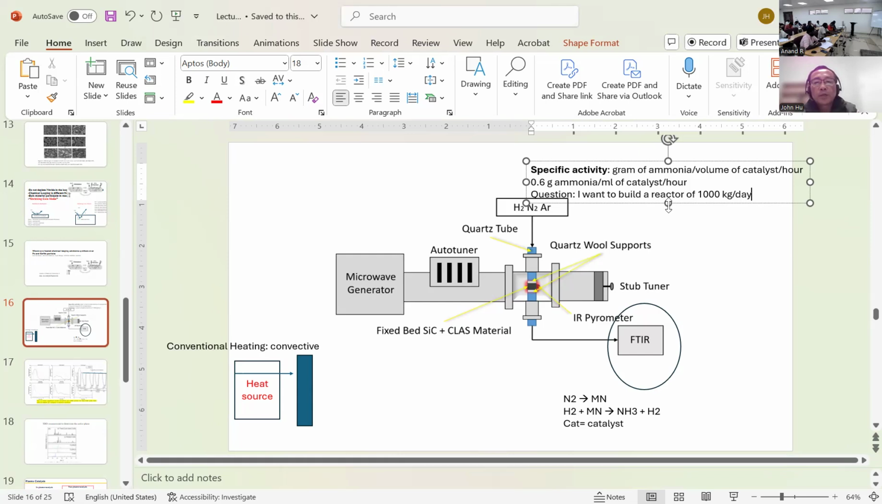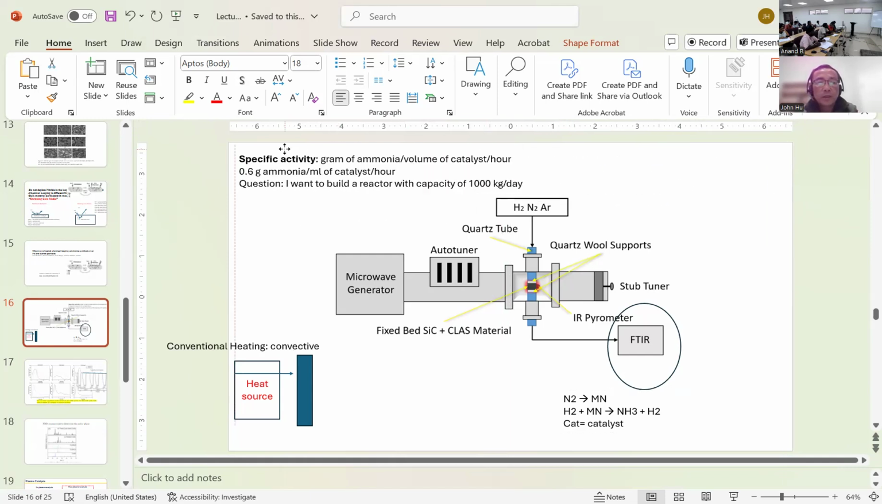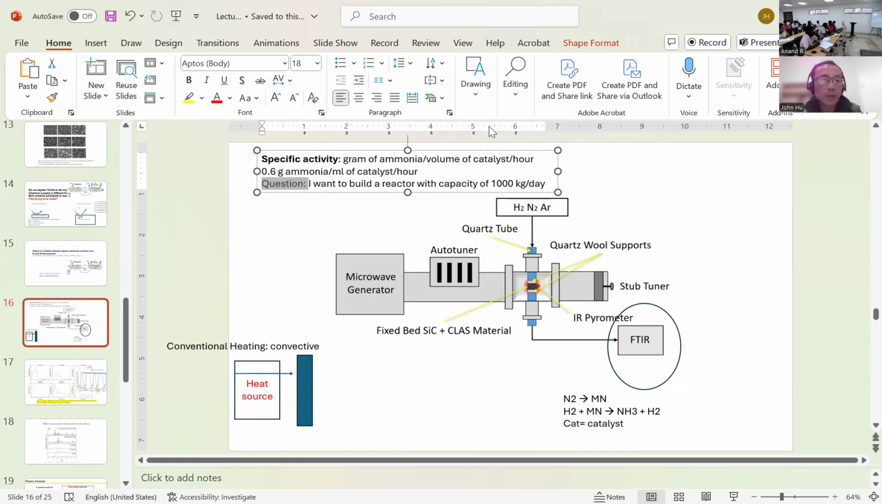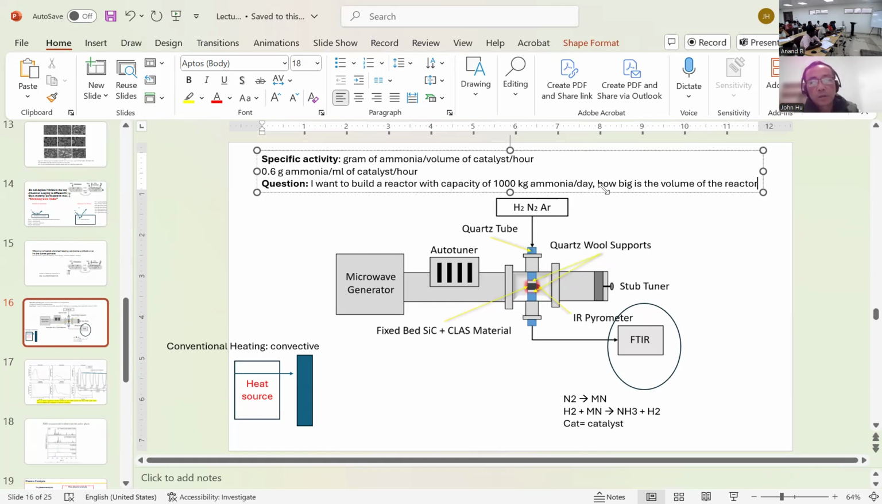So basically, I want to build a reactor with a capacity of 1,000 kg per day. Just read my question, okay? I want to build a reactor with a capacity of 1,000 kg per day. So that means it's a larger reactor, and you want to build it, and it produces 1,000 kg ammonia per day. So how big is the volume of the reactor? You follow me?